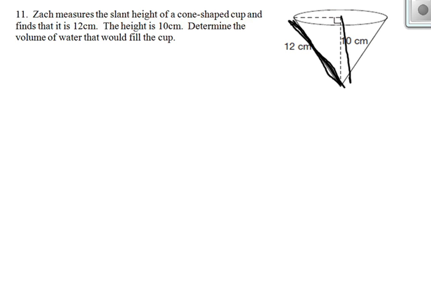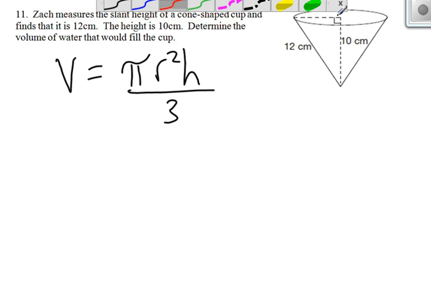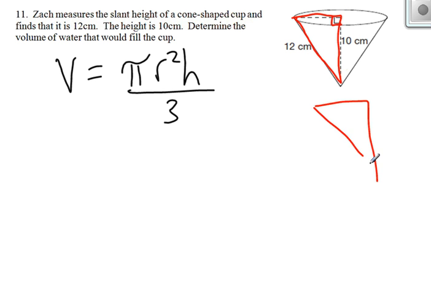So the first thing I do is I look on my formula sheet and I write down the appropriate formula. So the formula for the volume of a cone is pi r squared h divided by 3. So look at my diagram. I don't know what the radius is. I can't use this formula until I find the radius. How am I going to find the radius? Oh, you see that, right? There is a right angle, and therefore this is a right angled triangle. So I'm just going to redraw it here, and I can use this right angled triangle to help me find the radius.